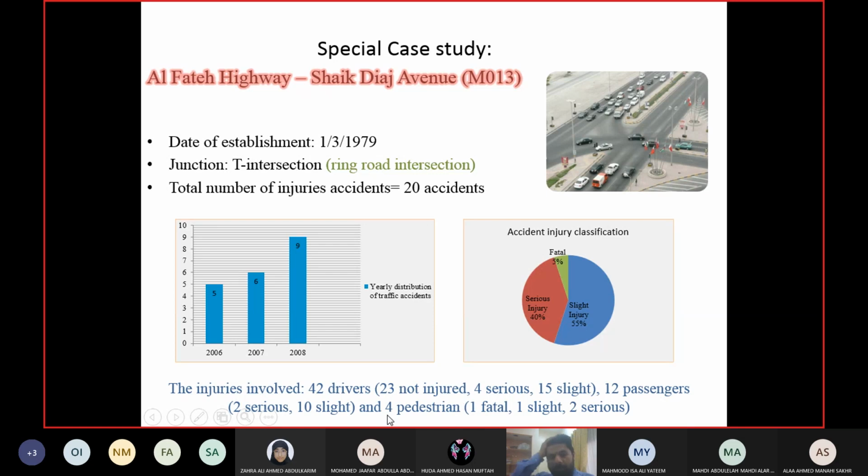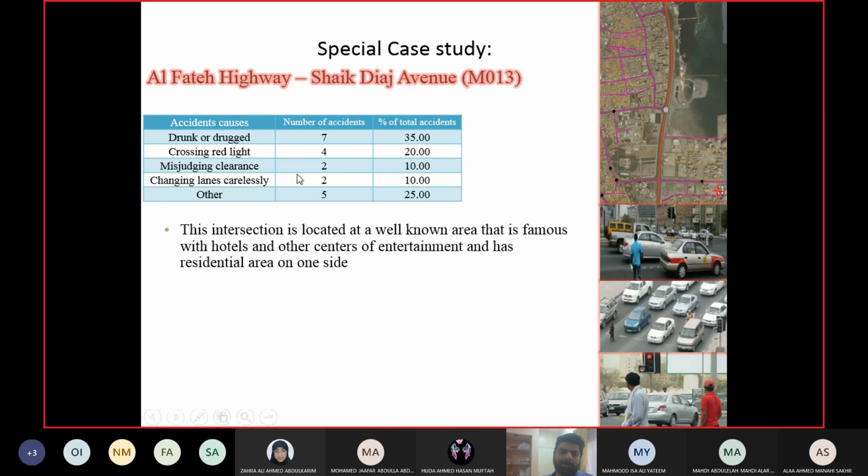For this intersection, they found what the reasons for these accidents were. Most of them were because of drunk and drugged driving, then crossing red light, misjudging clearance, changing lanes carelessly, and then there were 5 for which the causes were unknown. When an accident happens, different people say different things, so the officer may not be able to identify the exact reason, so they put in others.